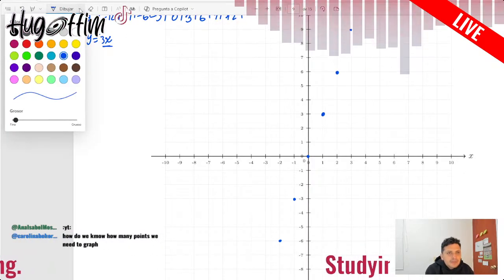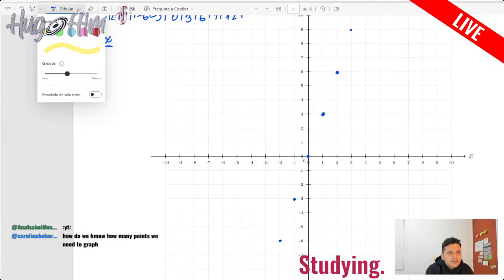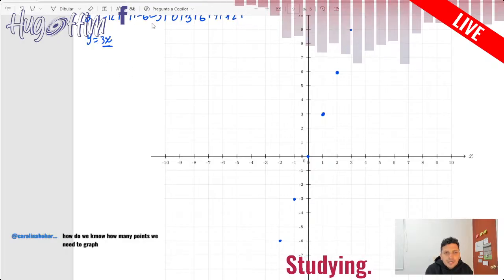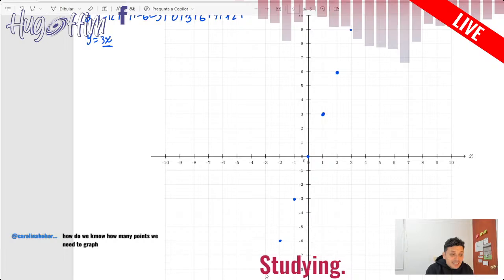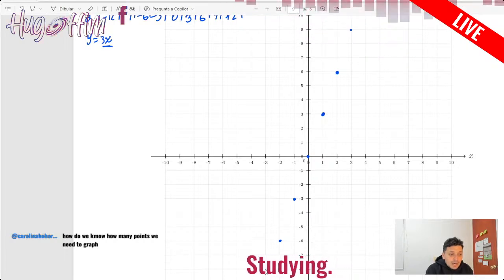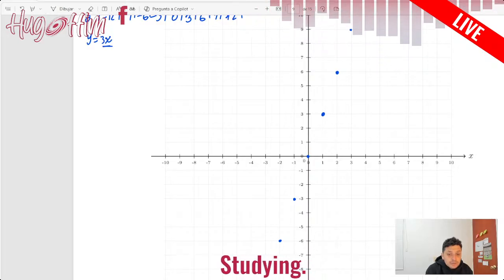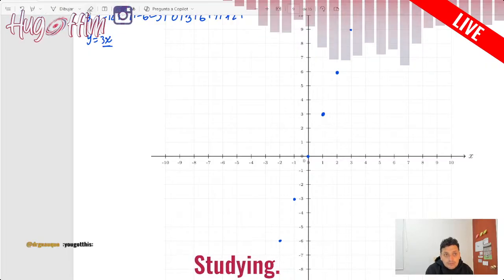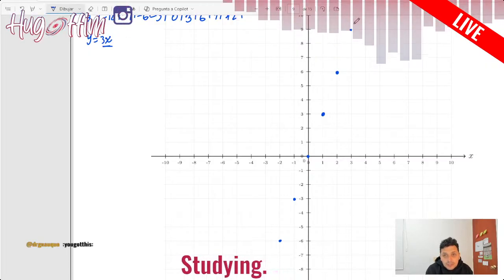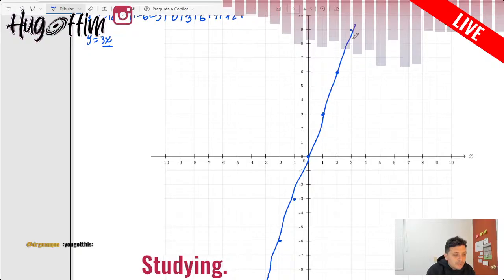However, I have a problem here, people. Unfortunately, in this program, I don't have a ruler. So what is expected is that you do your line with a ruler. So I'm going to do it awfully. It's not going to be with a ruler. I'm sorry. You must use a ruler to do it. Okay? I'm sorry, I don't have a ruler here.